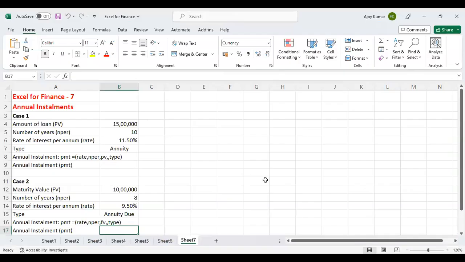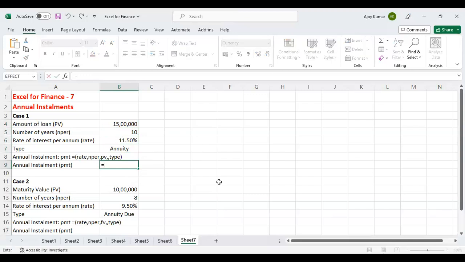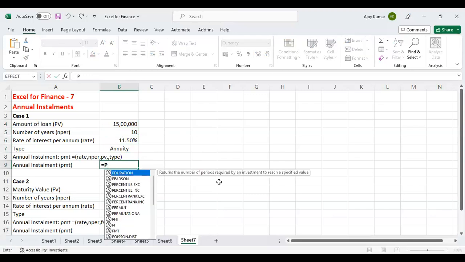Okay, so here I have an Excel sheet where I have copied both those cases. So case one is the amount of loan in case one, which is the present value, is rupees 15 lakhs. The number of years for which I want to make the repayment is 10 years. The rate of interest is 11.5% and the type is annuity. Now, the formula for calculation of annual installments is PMT. So I will start typing the formula here is equal to PMT, bracket open.